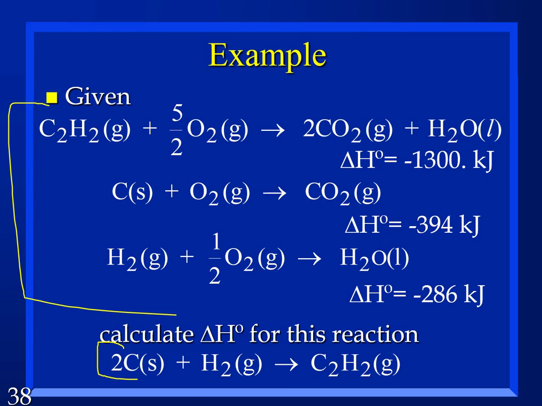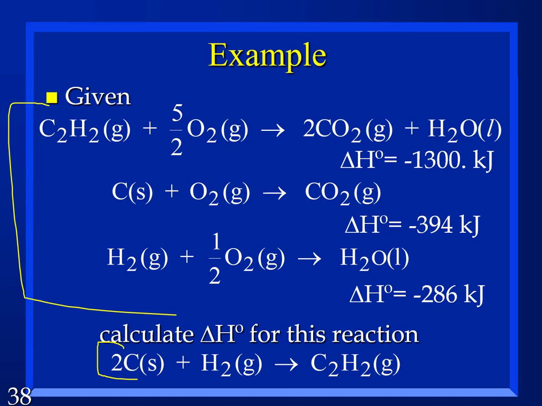Okay. So I've taken care of the reactant side. Now on the product side, I need to say C2H2 over here. Where is C2H2 in this set of equations? It's the top one, but it's on the wrong side. So I'm going to have to flip it around. If I flip it around, that's C2H2 plus 5 halves O2.